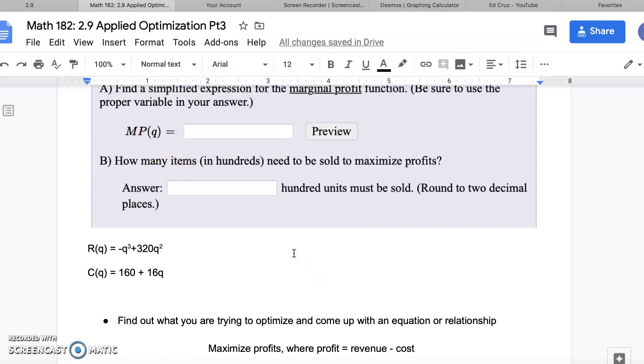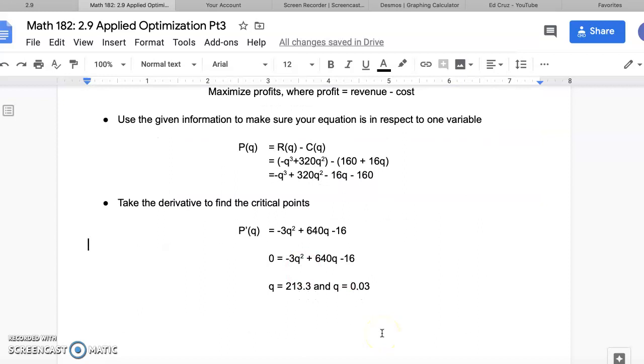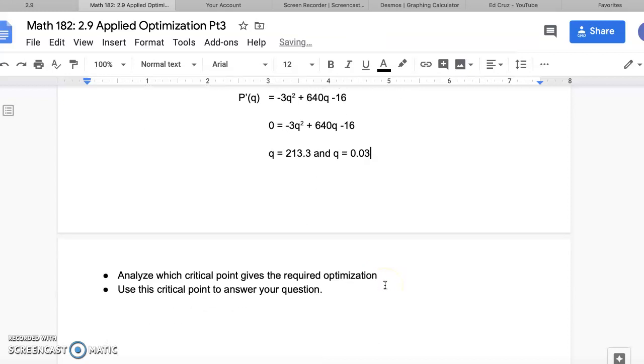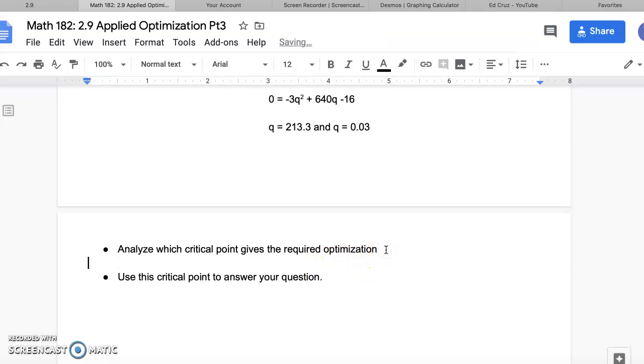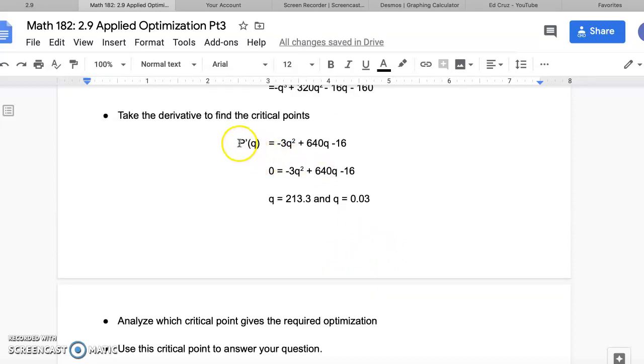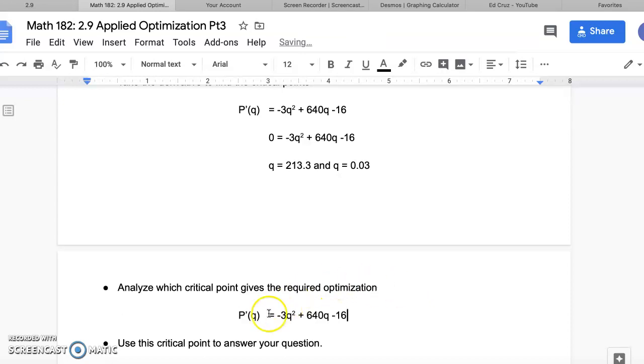Now for part B, it says how many items in hundreds need to be sold to maximize profits. So we want to know which of these values gives us a local max, a local min, or possibly a point of inflection. So that is, analyze which critical point gives the required optimization. And so what we're going to do is take our first derivative, and it's a nice polynomial, so I will go ahead and use the second derivative test.